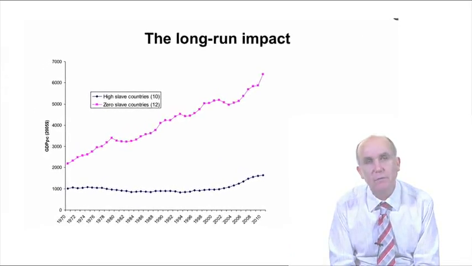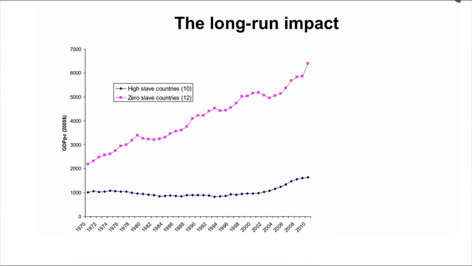I've adapted this graph from research by Nathan Nunn of Harvard University on the long-term effects of African slavery. There are two lines here. The bottom line is for countries that I'm calling high slave countries. These are the 10 countries that had the most slaves transported during the period in which slavery was happening. The top line is for what I've called zero slave countries. These are the countries that had no slaves taken from them during the period in which slavery was happening.